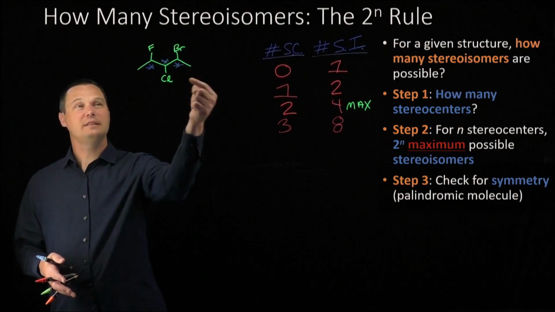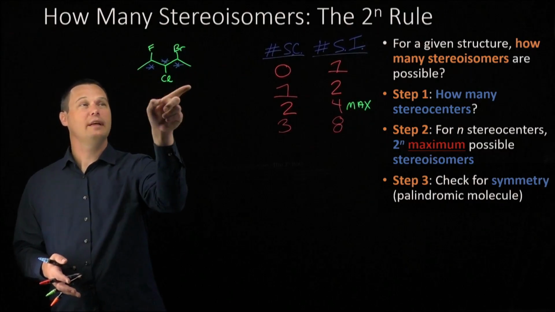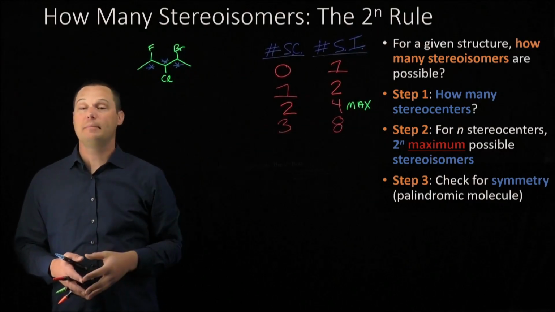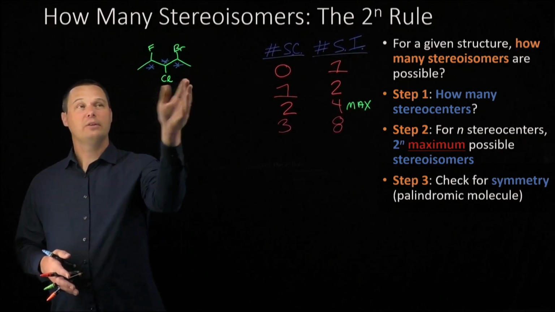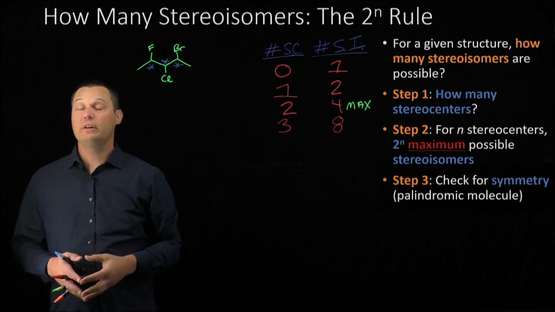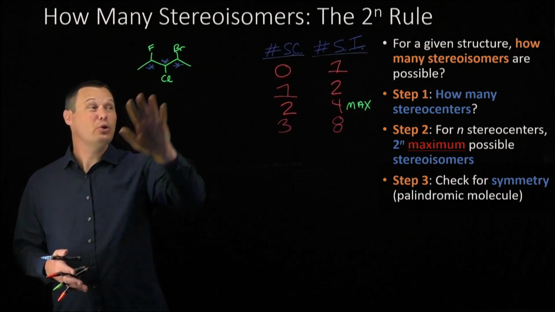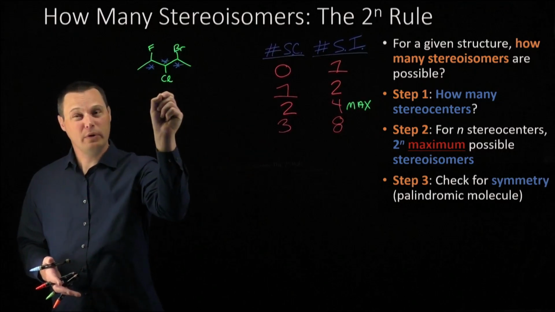And you can check to see if the molecule is palindromic and if that symmetry is going to reduce the maximum possible number of stereoisomers. This molecule is not palindromic, so I really would expect 8 stereoisomers. You are no longer guessing, you're controlling the situation.